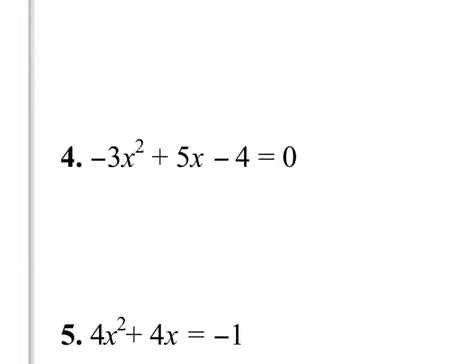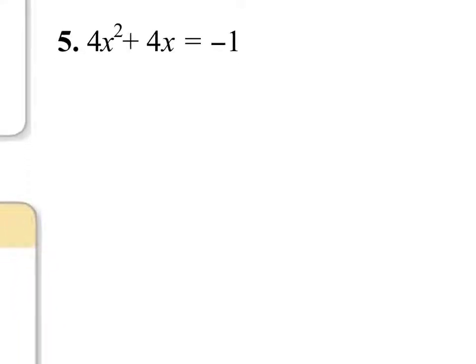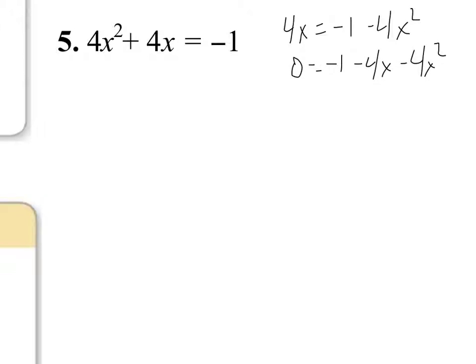Okay, let's try one more. Let's go down here to number 5. Now, in number 5, the first thing we need to do is make sure it's written in standard form. The last two are already there. Now, again, it doesn't matter what this equation looks like. It could be 4x equals negative 1 minus 4x squared, or it could be 0 equals negative 1 minus 4x squared, or any combination of this, anything in any other order other than standard form. The first step you have to do is put it in standard form. You have to have it written as ax squared plus bx plus c equals 0 first.